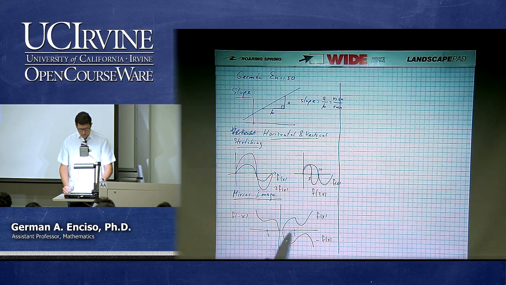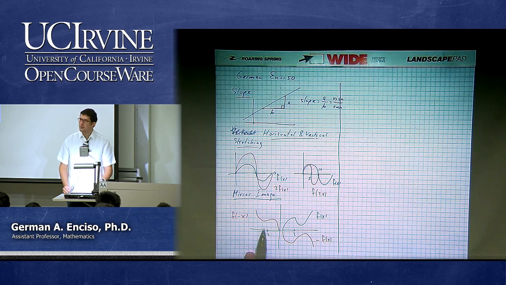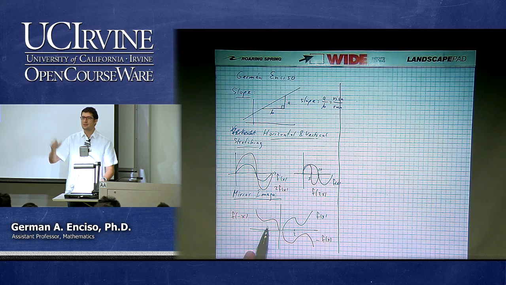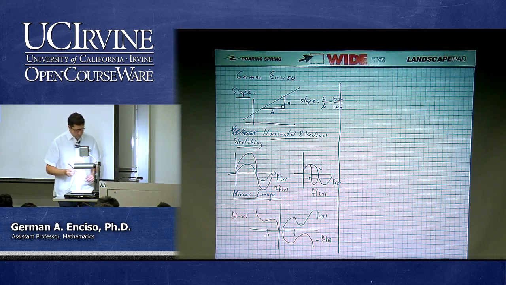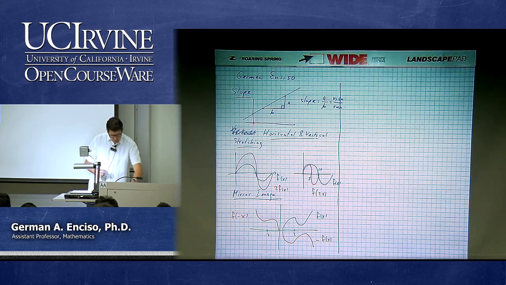So whatever value the original function has at 2 is the same value of this function at minus 2. And the same thing with 1, minus 1, minus 2, minus 3, minus 4. In other words, this function copies f and puts it all over here. That's why it gets flipped around the y-axis. Okay? Great. Let's do one example of this operation.